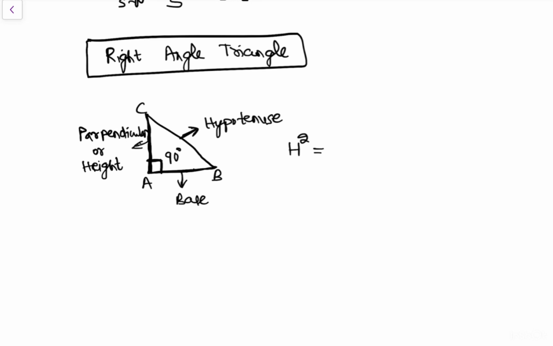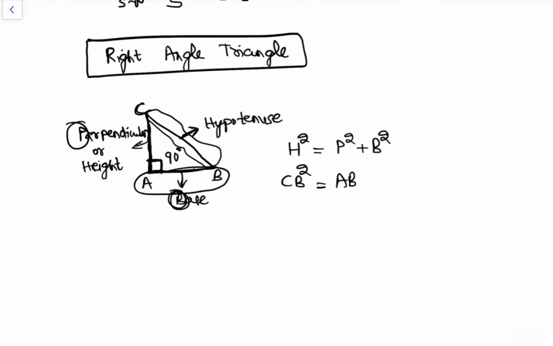is equal to p square plus b square. B is base and p is perpendicular. So hypotenuse is what? CB. So CB square, that is the length of CB, is equal to b square, base square, the length of the base AB, so AB square plus CA square. The perpendicular's square is AC square.